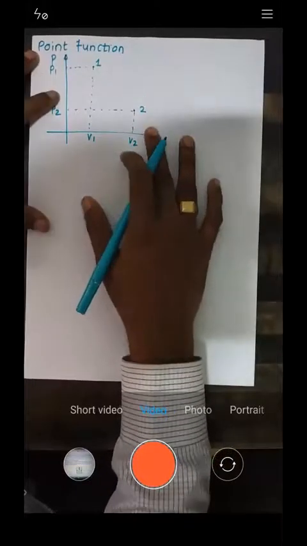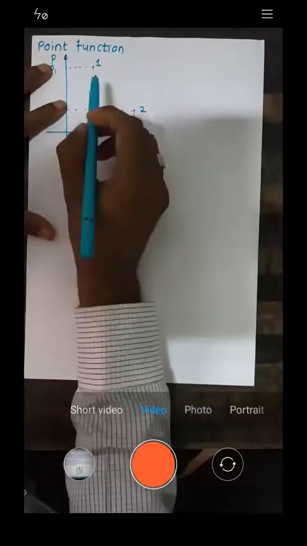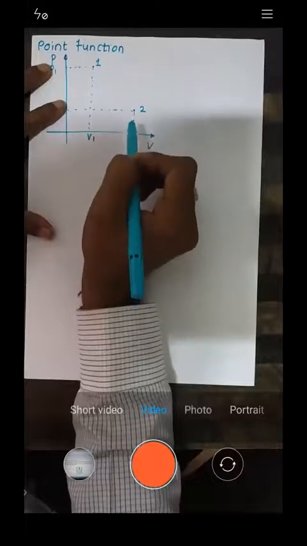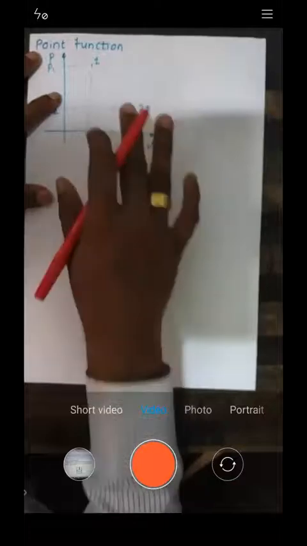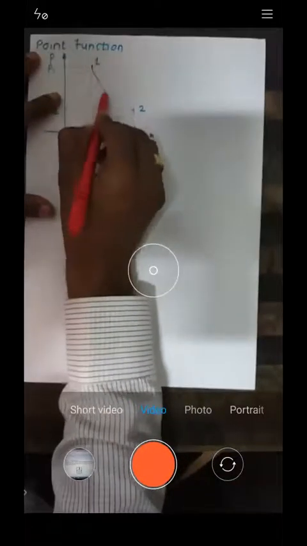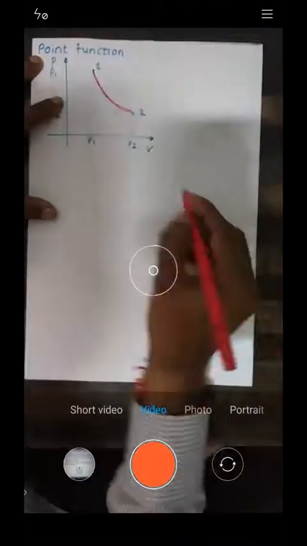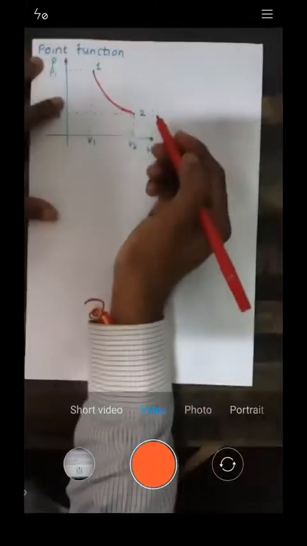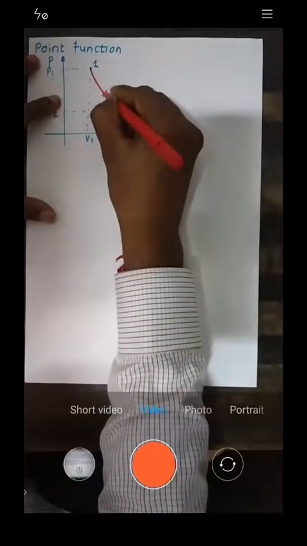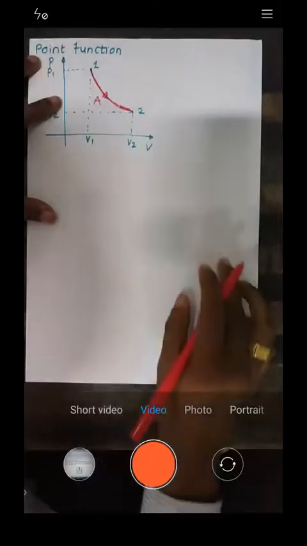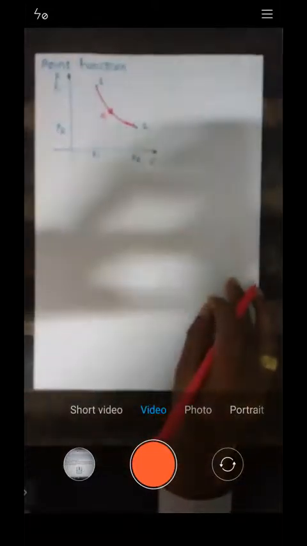Okay. So I need to move from state 1 to state 2. For moving from state 1 to state 2, can I move it like this? I'll simply move it like this. So this is one method, and let this be A.